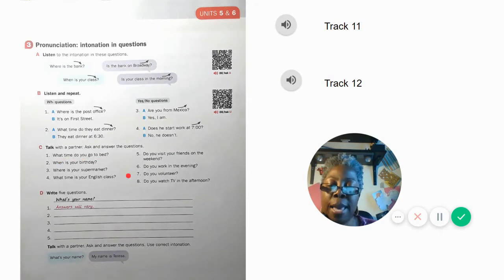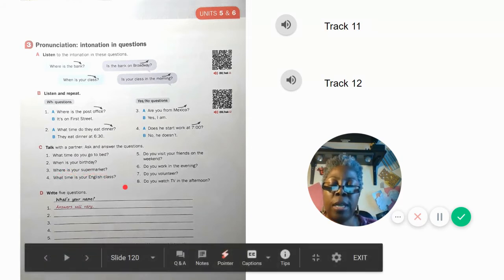So number 1, what time do you go to bed? Repeat after me. What time do you go to bed? Number 2, when is your birthday? When is your birthday? Number 3, where is your supermarket? Where is your supermarket? Number 4, what time is your English class? What time is your English class?